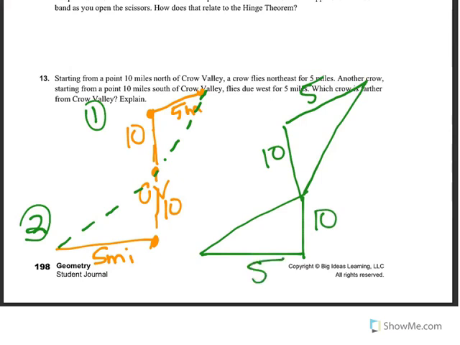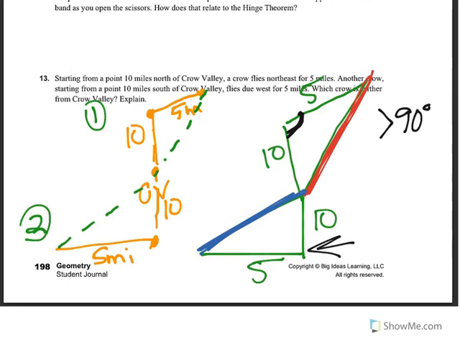Okay, you have to think to yourself, okay, which one has a bigger angle? And we're trying to compare the red line and the blue line. Well, crow number 1 is actually going northeast, so this is going to be bigger than a 90-degree angle, so bigger than 90 degrees. And if you think about crow number 2, well, it's south and then he goes west. So that's an actual 90-degree angle.